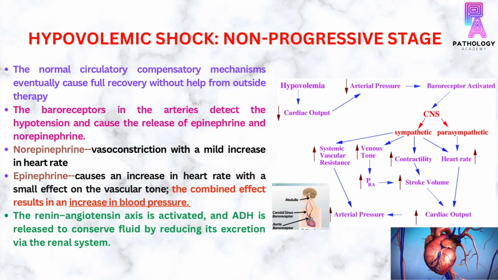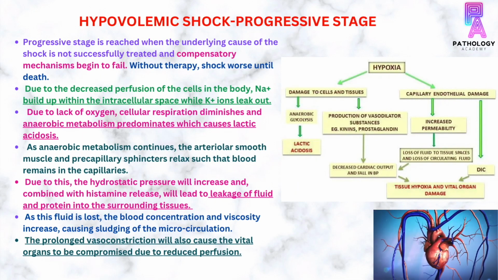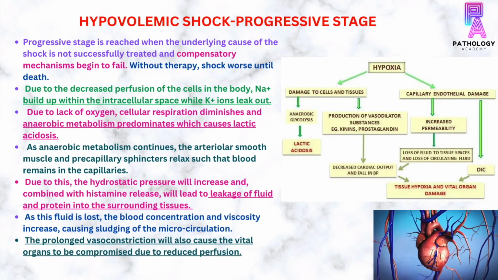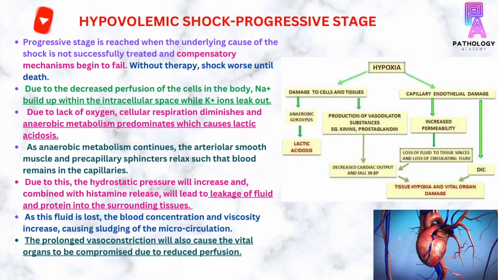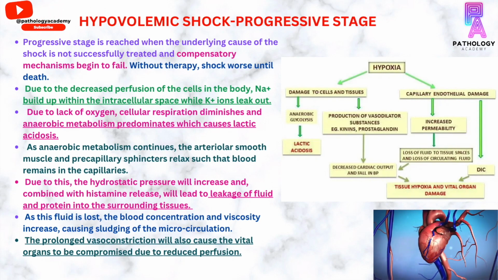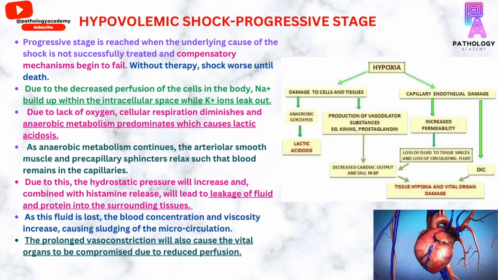The renin-angiotensin axis is also activated, and antidiuretic hormone is released to conserve the fluid by reducing its excretion via the renal system. The progressive stage is reached when the underlying cause of the shock is not successfully treated and the compensatory mechanisms begin to fail. In this, without therapy, the shock worsens until death.